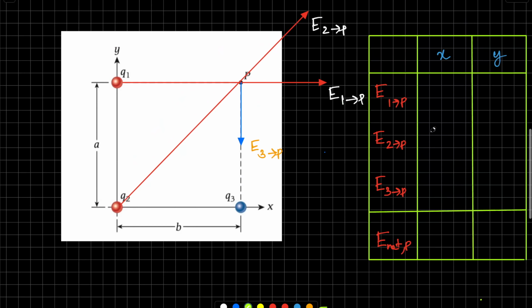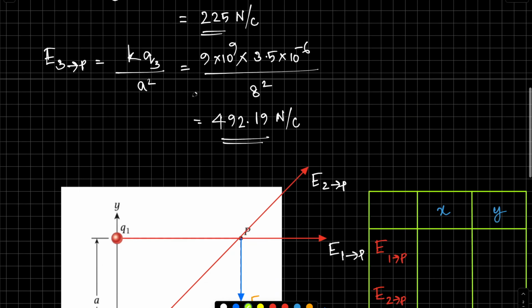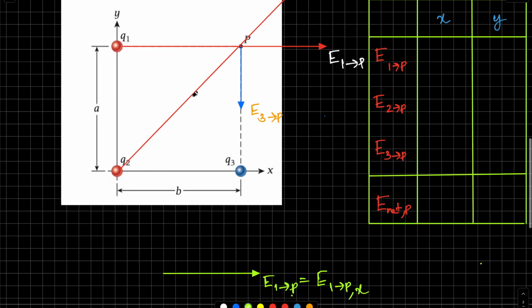So what will be the x component? Same as E1 at P. E1 at P is 375. So that's our x component of vector E1 at P. What about the y component? Is there any y component? No, there is no y component. It's 0. Okay. So we got the first one.